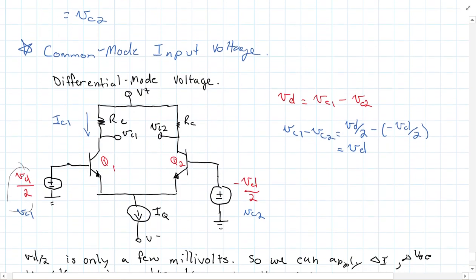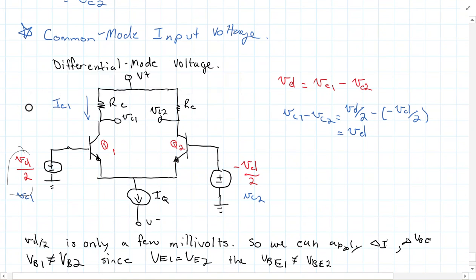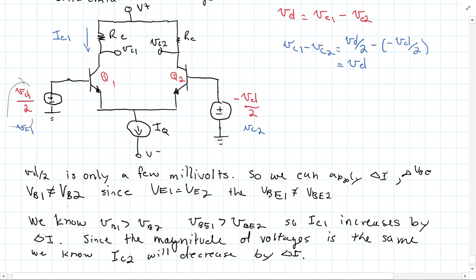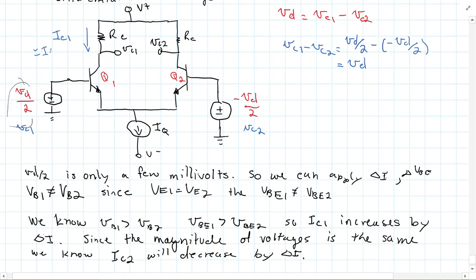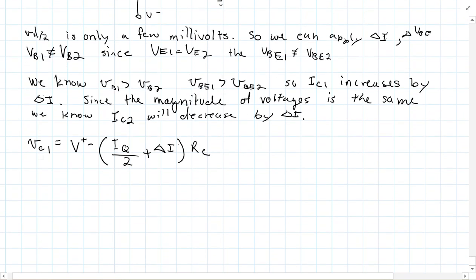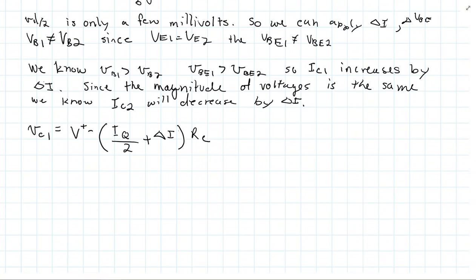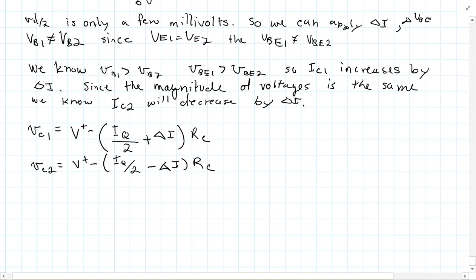Well, now we're saying, okay, it's increasing from what it was in the common mode, but it's increasing just by a few millivolts. It's increasing by delta I. So this current here is really equal to IQ over 2 plus my delta I. And then similarly, we would get that VC2 is equal to V plus minus, and this time it would be IQ over 2, but now I'm decreasing the current, times RC.